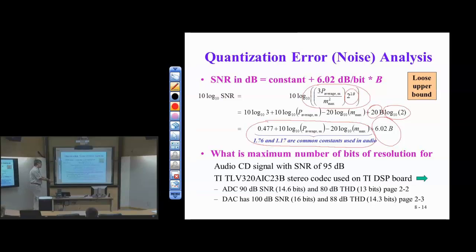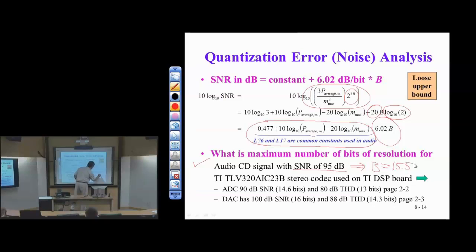And again, some questions here. What's the maximum number of bits of resolution? If I tell you the audio CD signal has an SNR of 95 dB, and you work backwards from this, how many bits do you get? You almost get 16. Well, but I'm telling you the actual SNR in practice is 95 dB. How many bits does that really correspond to? 15 and a half, if we let this constant be 2 dB.